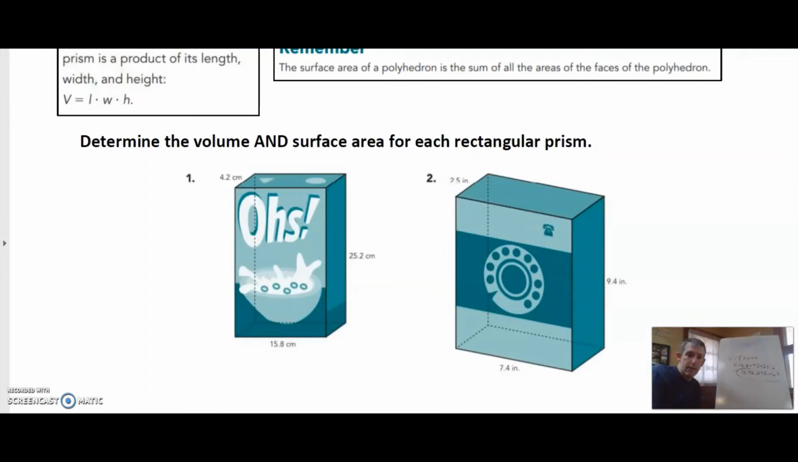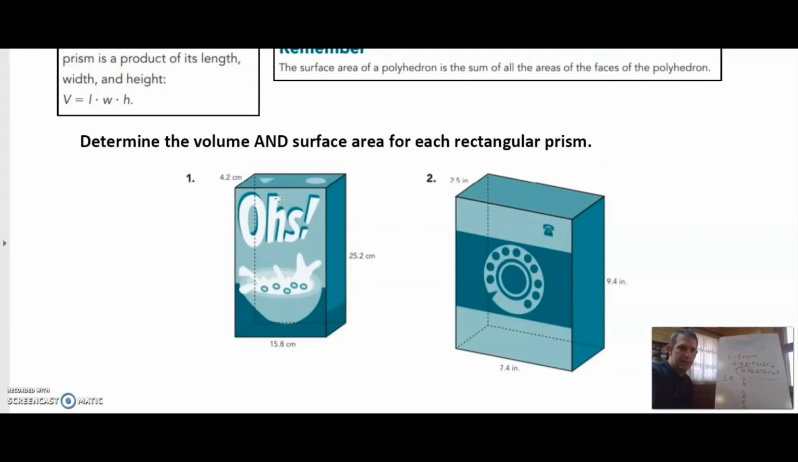Now, surface area is a little bit tricky, so we're going to do 6 sides. We've got the top, bottom, left, right, front, back, and we want to find the area of each one of those shapes.